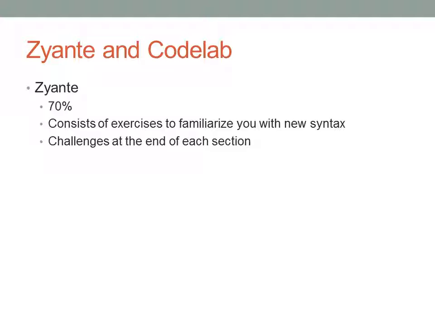So Zyante and CodeLab. Zyante, like I mentioned before, it's an online textbook. It consists of exercises to familiarize you with a new syntax. Also has challenges at the end of each section. The way that you get 100% for Zyante is that you complete at least 70% of the reading that is required. So say you have 10 chapters, or 1 chapter with 10 sections, I believe you can just do 7 sections of those, but I've never actually done the 70%, so I'm not really sure how they calculate that. But just letting you know, you don't have to do everything for online reading in case you don't have time, so that's pretty good.